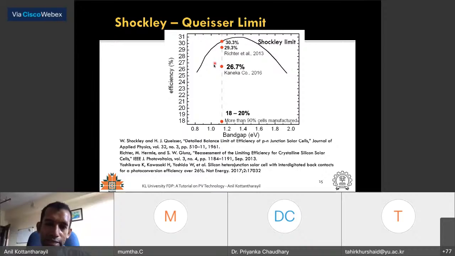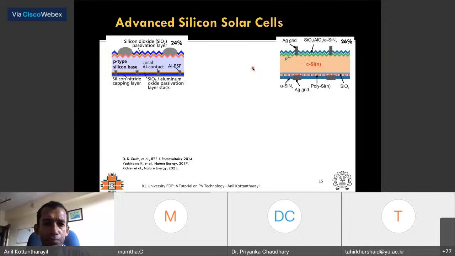So this is a slightly complex technology. It's not very cost effective. But with cost-effective technology, you can make something like this, 18 to 20%. So these are some of the publications from where we have taken this data. Now, if you look at advanced silicon solar cells, you can see here, this is the PERC solar cell that we had already discussed. People have achieved up to 24% efficiency using this structure.